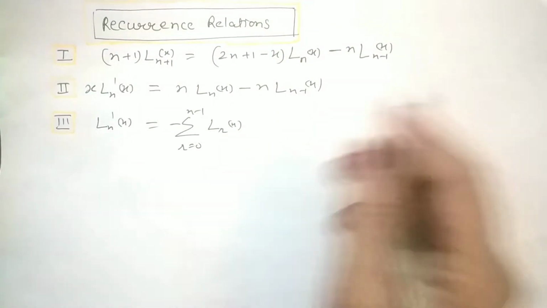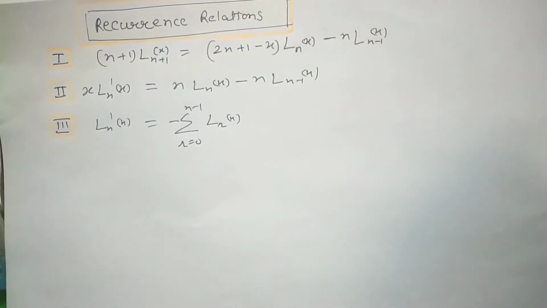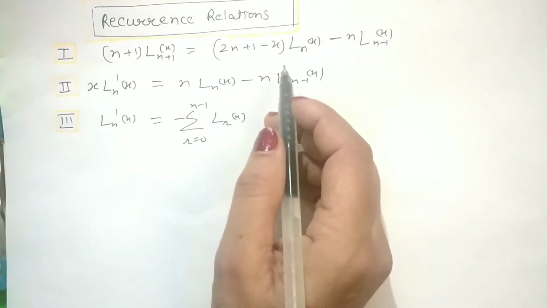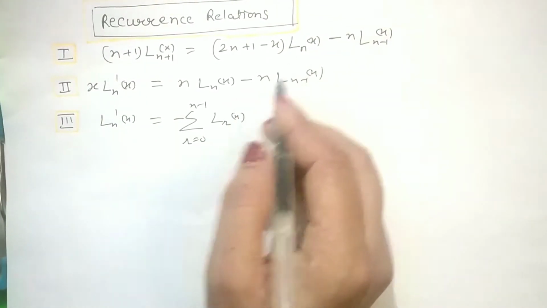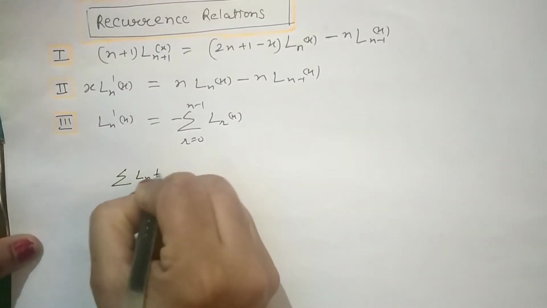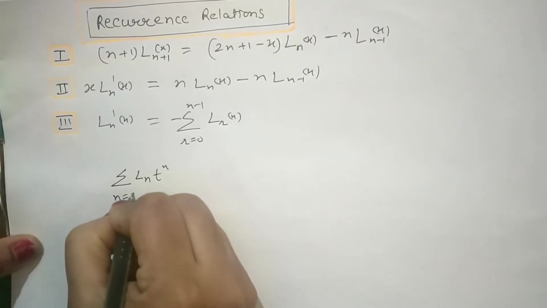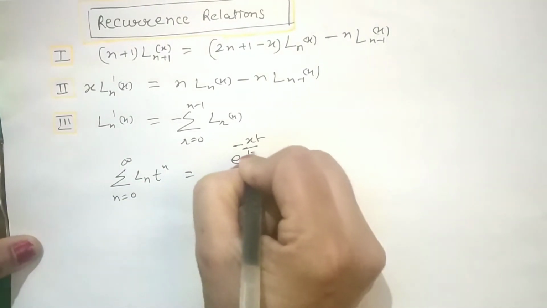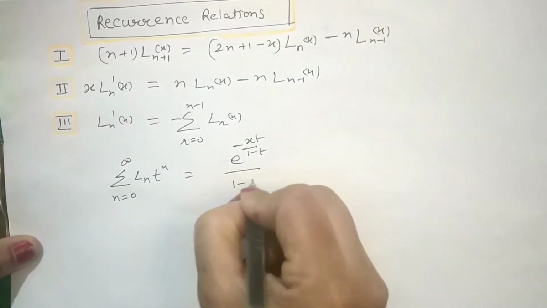Hello students, so now we are doing the recurrence relation. The recurrence relation for Laguerre polynomial is developed from the generating formula, which is summation L_n(x) t raised to power n, where n varies from 0 to infinity, is equal to e raised to power minus xt upon 1 minus t, upon 1 minus t.